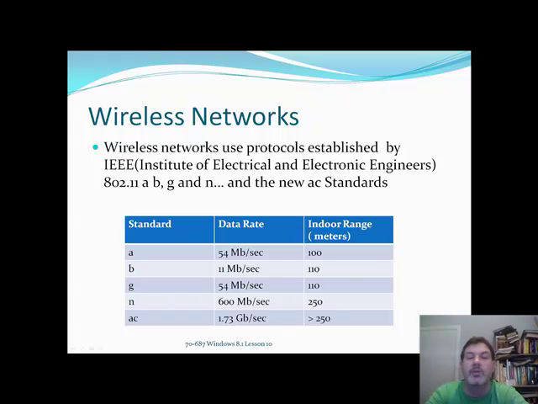AC is going to be out shortly on new routers. It has a 1.73 gigabit per second data rate, significantly higher than its N counterpart, and it's also significantly better as far as the indoor range is concerned. N has an indoor range of approximately 250 meters, and I'm told by the experts that AC can surpass that by 30% or more. So if you're looking to improve your wireless network or extend your wireless network any further, look for a wireless router coming out in the near future with the AC standard built into it.